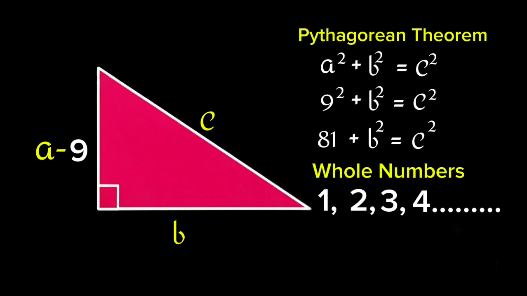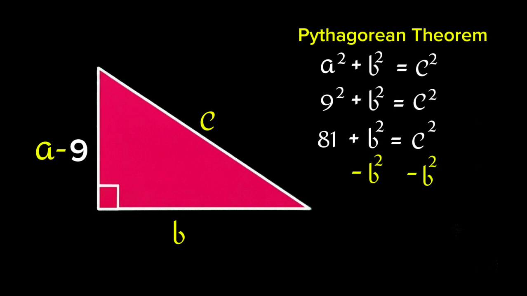Now, let us rearrange our equation. Subtract b squared from both sides. We get 81 is equal to c squared minus b squared. Now, look carefully at the right-hand side. C squared minus b squared is a difference of 2 squares. And we know that the difference of 2 squares can be factored. So, c squared minus b squared becomes (c minus b) multiplied by (c plus b). Therefore, our equation becomes 81 is equal to (c minus b) multiplied by (c plus b). This transformation makes the problem much easier.